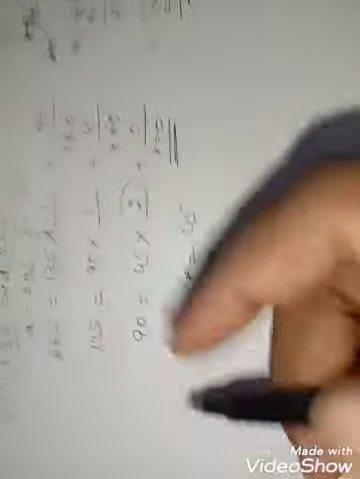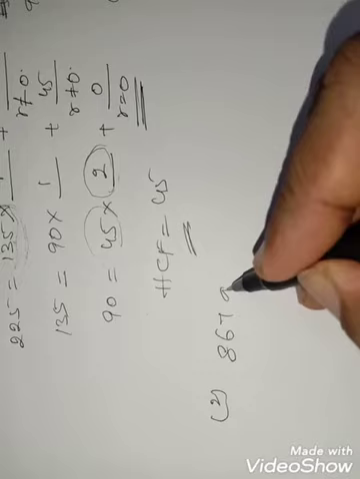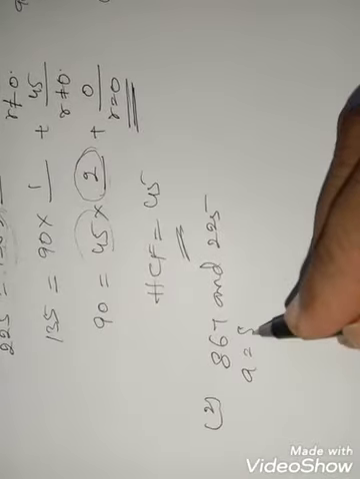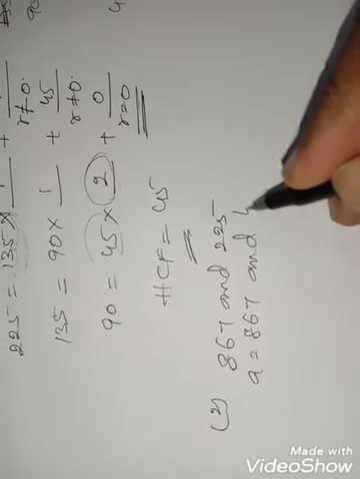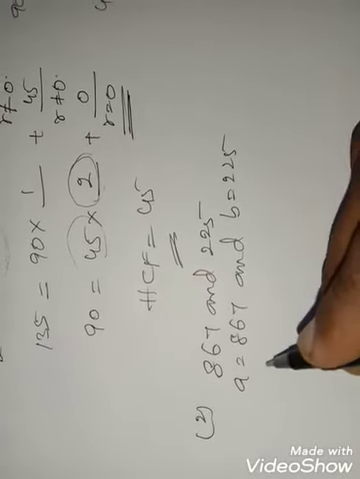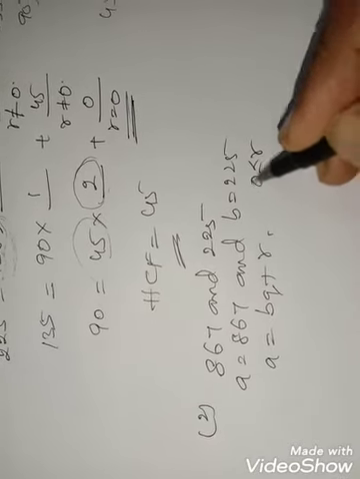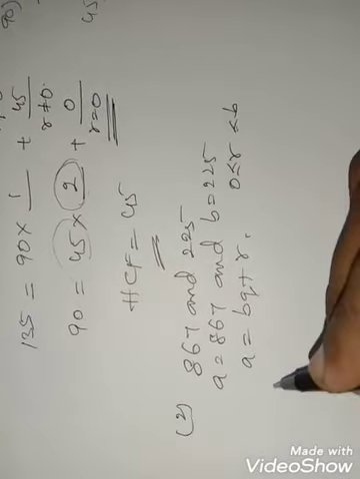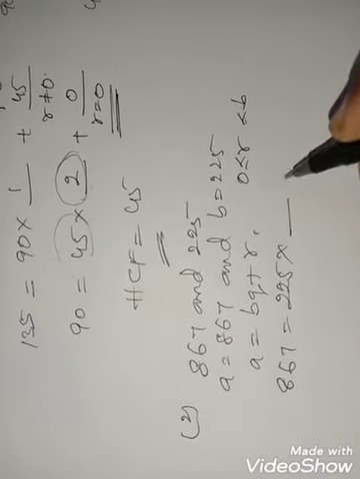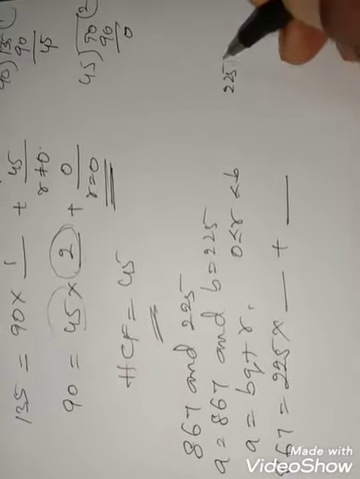Now let us take another example, the second one, that is 867 and 225. Now what is a here? a stands for 867 and b is equal to 225. As per Euclid's division lemma, the formula is a is equal to bq plus r, where r is lying between 0 and b. Now 867 is equal to 225 into, we don't know the quotient and the remainder. Now let us divide here.